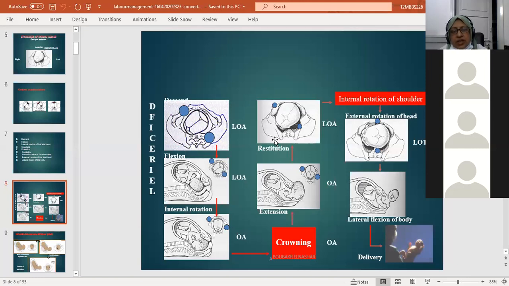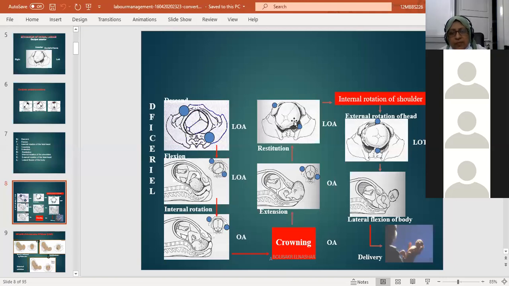Then there is a restitution. Restitution, as I told you, is when the head, after internal rotation, goes into extension. Look at the extension, and then the restitution. The baby is delivered in the extension, and then the restitution is when the baby's head is turned to one end to align itself. Then after the extension, there is either the internal rotation of the shoulder or the external rotation of the fetal head.